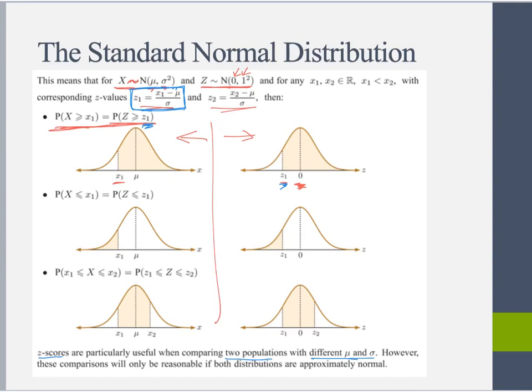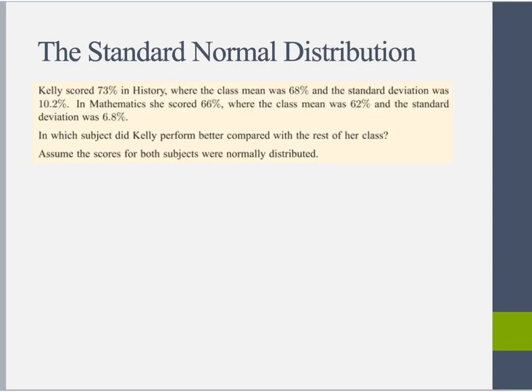However, these comparisons will only be reasonable if both distributions are approximately normal. Okay, so here's an example. Kelly scored 73% in her history, where the class mean was 68% and the standard deviation was 10.2. So let's go and highlight that information. Kelly scored 73% in history, where the mean was 68 and the standard deviation was 10.2.